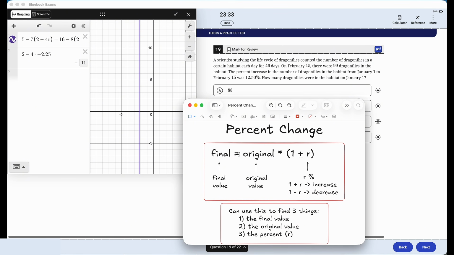So this is what we're going to use here. We know the final because we know at the end, on February 15th, there were 99. That's final. We don't know the original. That's the January 1st. We want to figure out how many were there on January 1st. And we know it was a 12.5% increase.